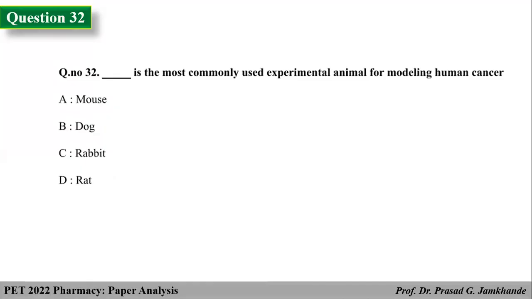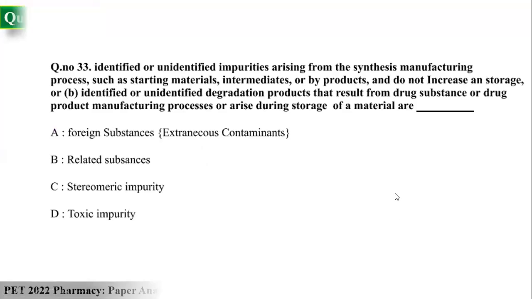Dash is the most commonly used experimental animal for modeling human cancer. For modeling human cancer, we mostly use the mouse, whereas the dog is generally used for the screening of pesticides or other chemicals. Rabbits are used for the pyrogenicity tests of drugs and cosmetics, whereas rats are used in different drug screening, for example cardiovascular drugs. That means for modeling human cancer, mouse is mostly preferred. Next.